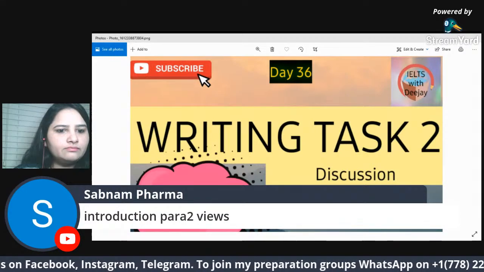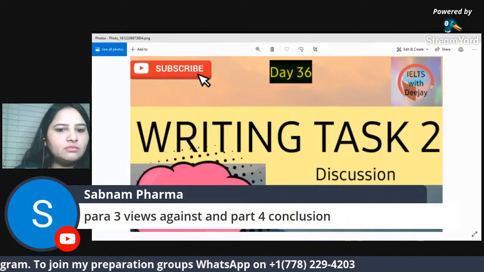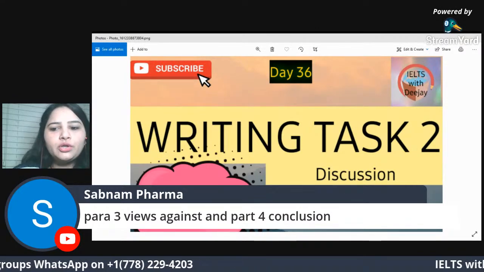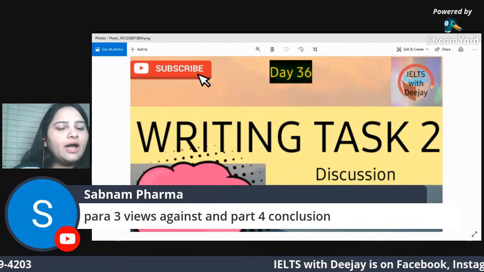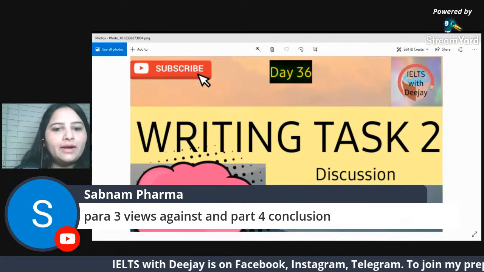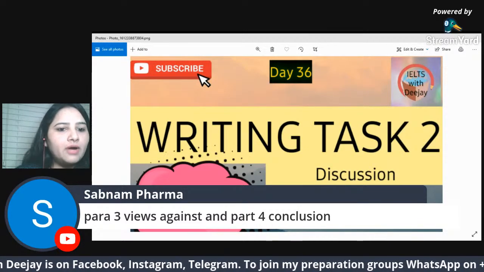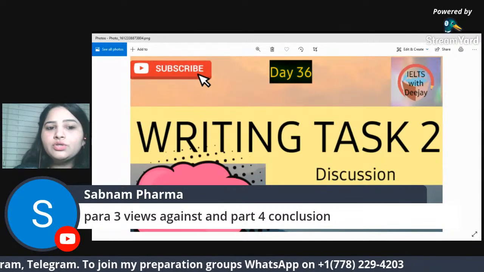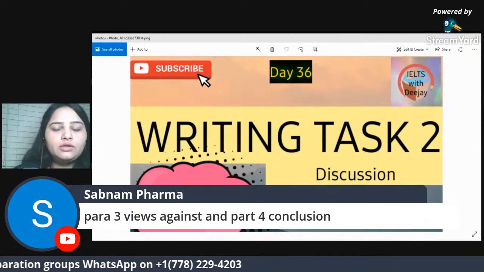Introduction, para 2 views. And then para 3 views against and para 4 conclusion. Yes, this is also fine because some students write their opinion in the conclusion. You can write that, but I make a different BP for it. The BP3 is separate from the conclusion because I want to give some importance to my point as well, that why I am supporting it. And in the conclusion, I cannot write anything new. This is the reason I do not do it.